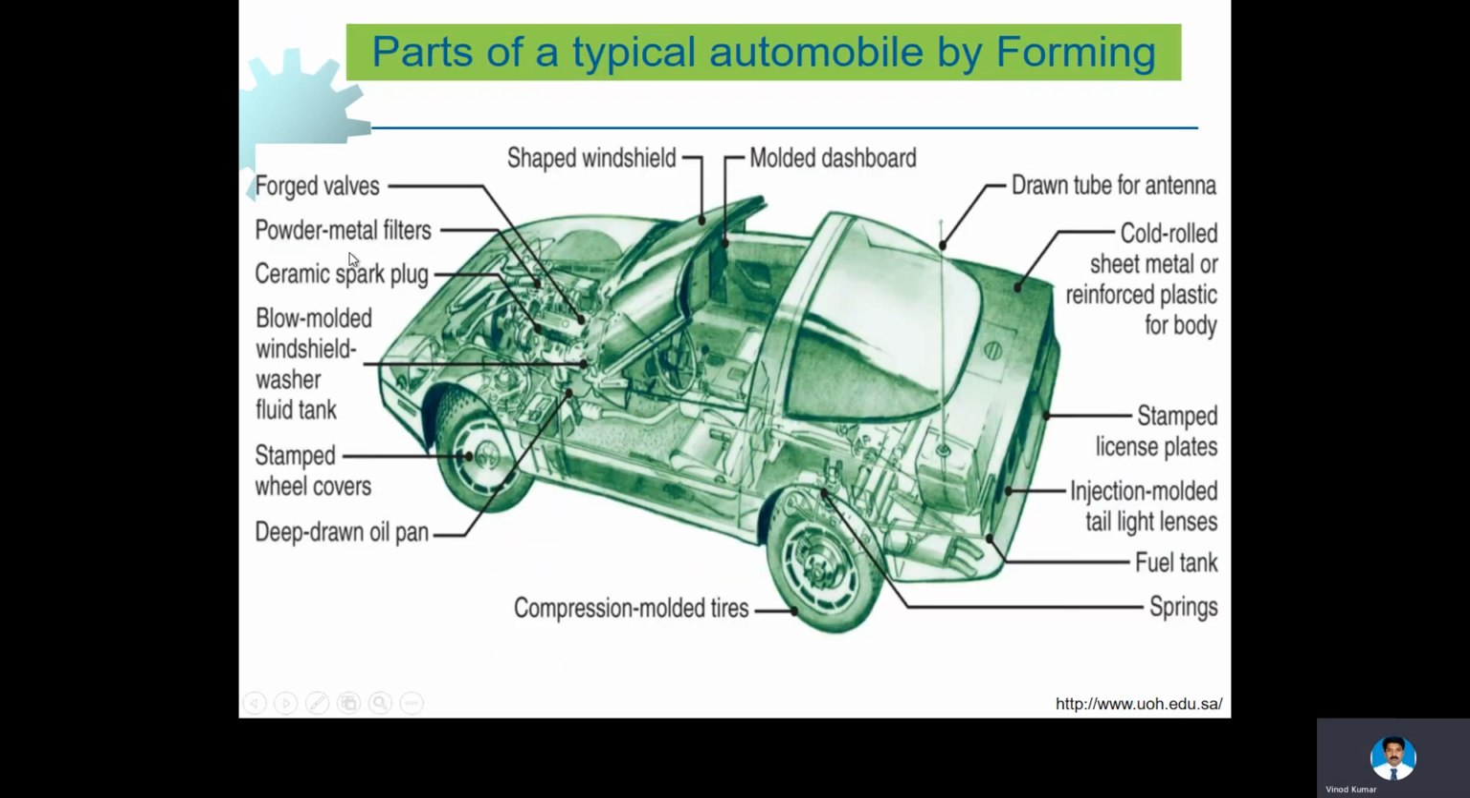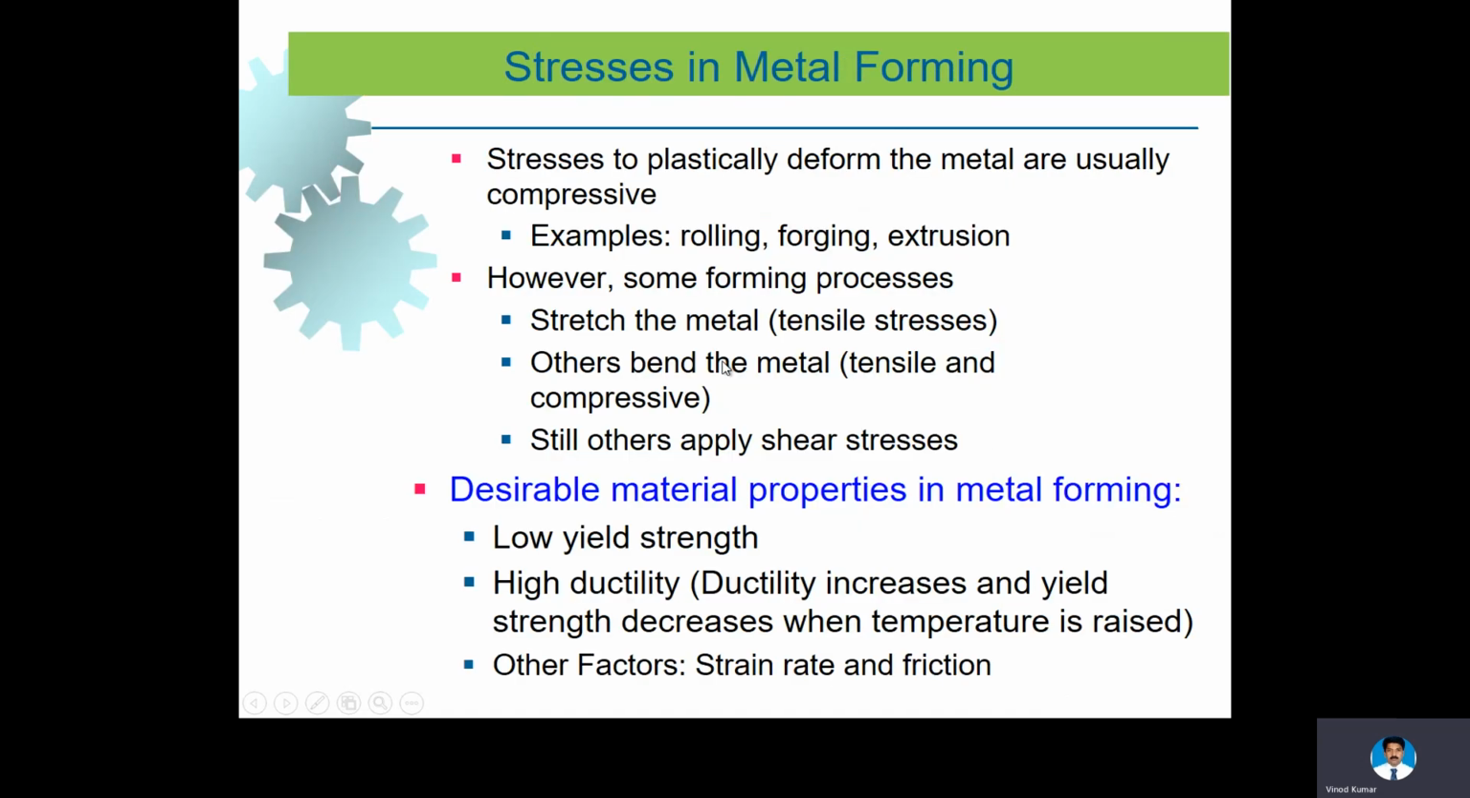Look at the various parts of a car which are produced by forming operations: valves, filters, spark plug, windshield, wheel covers, oil pan, and compression molded tires. Many products in a car are made by forming operations.